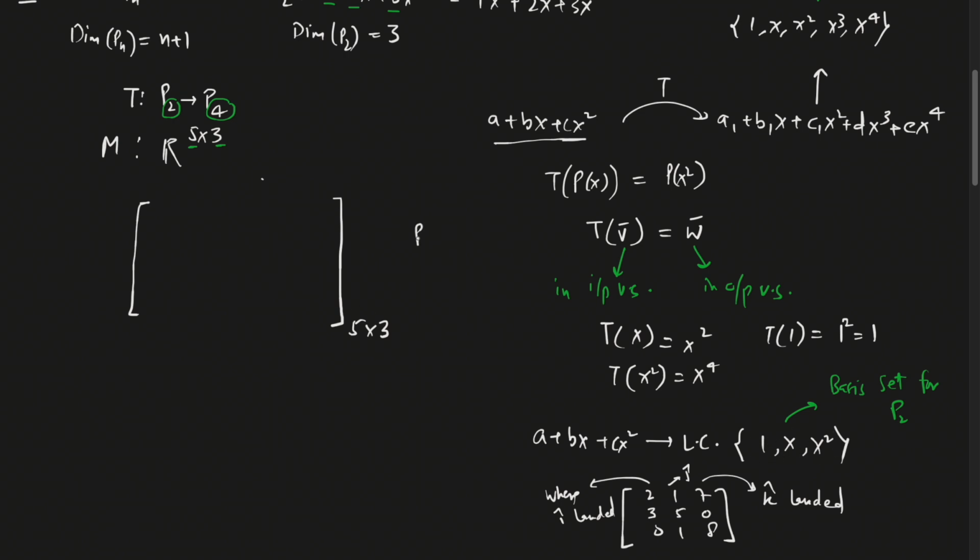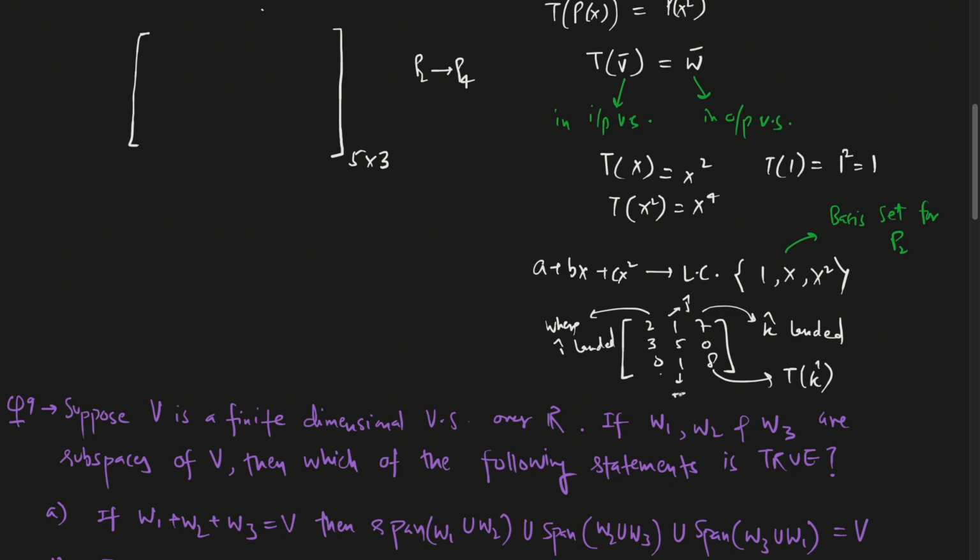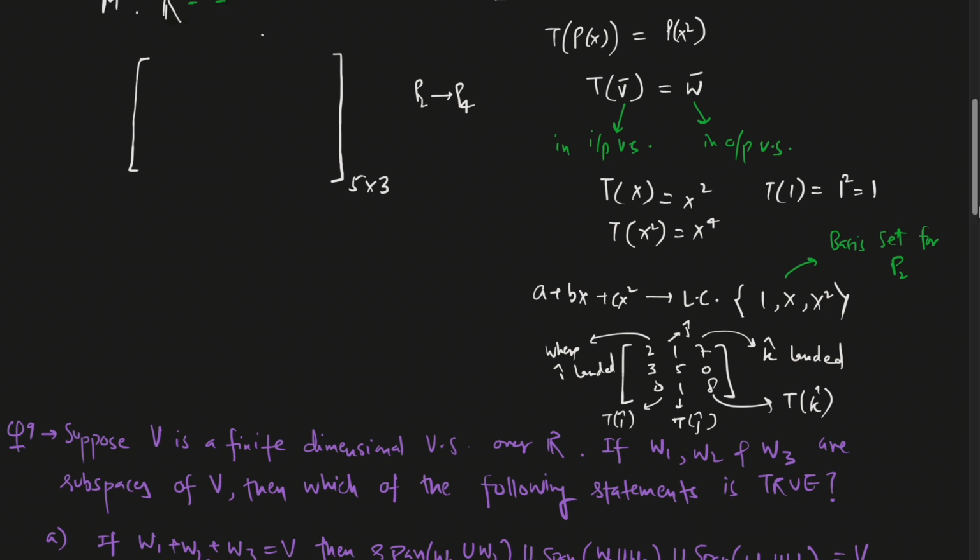We are moving from P2 to P4. So the first column vector, the second column vector, and the third column vector are nothing but where 1, x and x square landed after applying the transformation T. Okay, so we need to simply check T of 1, T of x, T of x square, right? Because what is this? This is nothing but T of k hat. This is T of j hat. This is T of i hat, right?